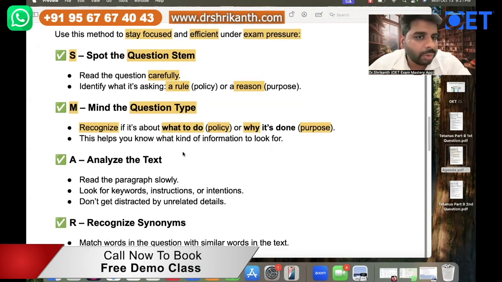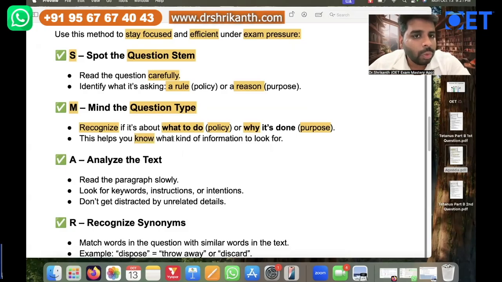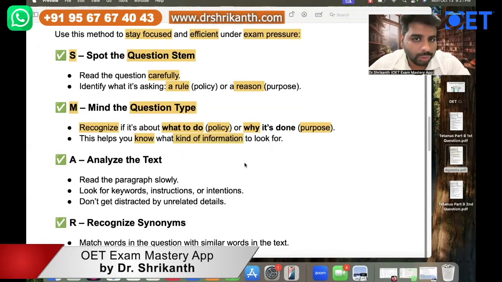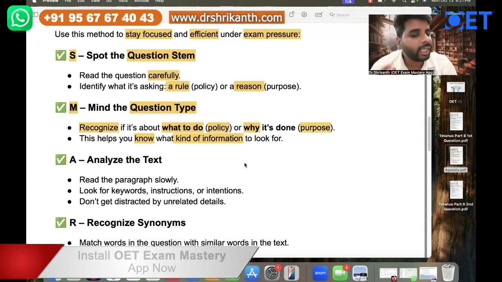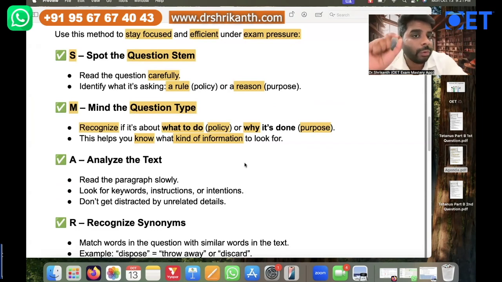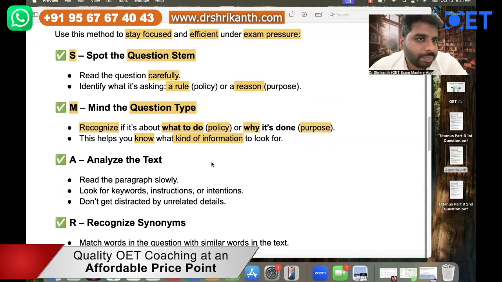So why is this important? This will help you to know what kind of information to look for. It's going to be a very lengthy paragraph, right? In that paragraph, there will be a lot of useful information, and at the same time, there is going to be useless information as well. There is no need for you to give importance to useless information. Only the useful information is important to us. But how can you identify which information is useful? Only if you know the question type, right?